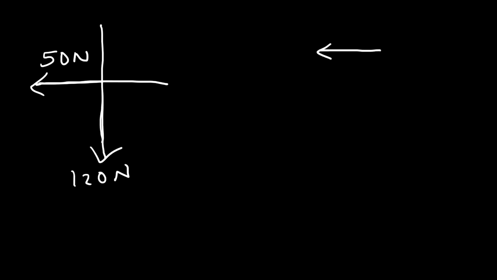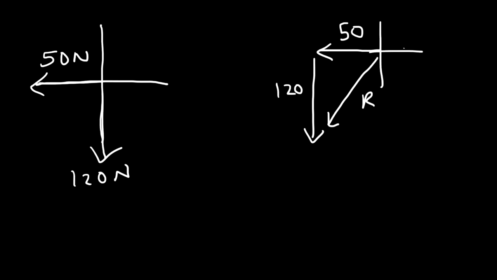Let's try another example. So let's say we have a force vector that's 50 newtons directed west and another one that's 120 newtons directed south. Calculate the magnitude of the resultant force vector and find the direction. So let's draw a triangle. So this side is 50, and this side is going to be 120. So the resultant force vector is the hypotenuse of this triangle. So notice that it's in quadrant 3.